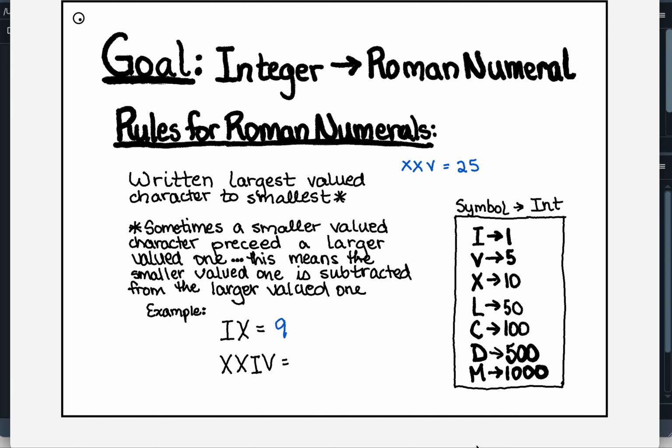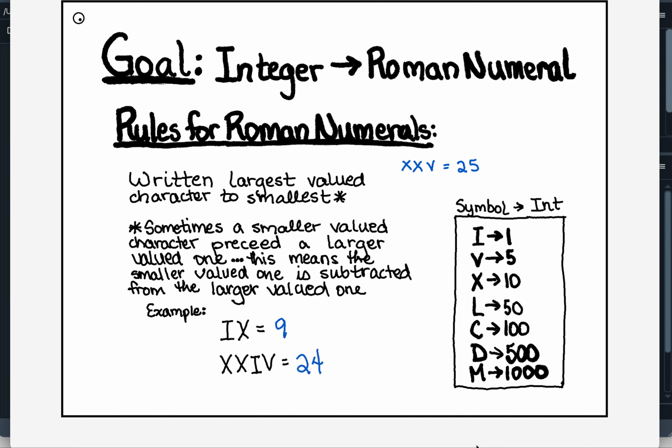For XXIV, we have our two largest valued characters first. This is good so far. Then we have an I, and after it comes a V. So this smaller valued character is preceding this larger valued character, so we would subtract it from that following larger valued character. So X is 10, 10, and then 5 minus 1 is equal to 24.